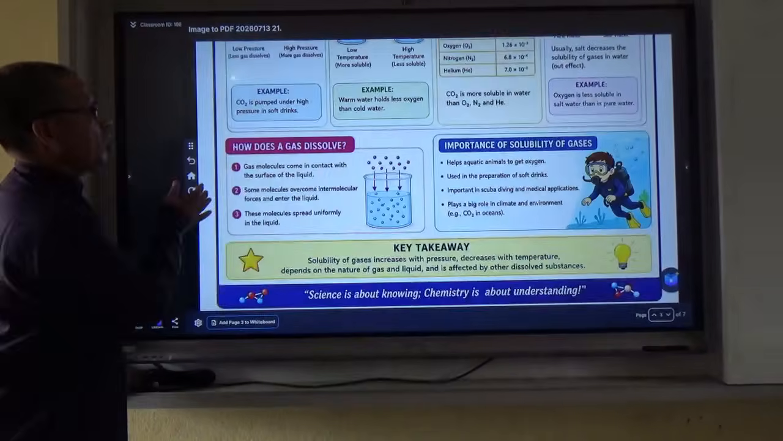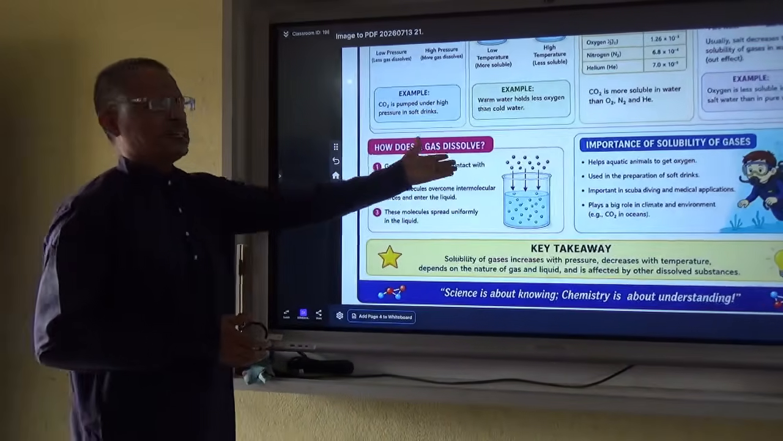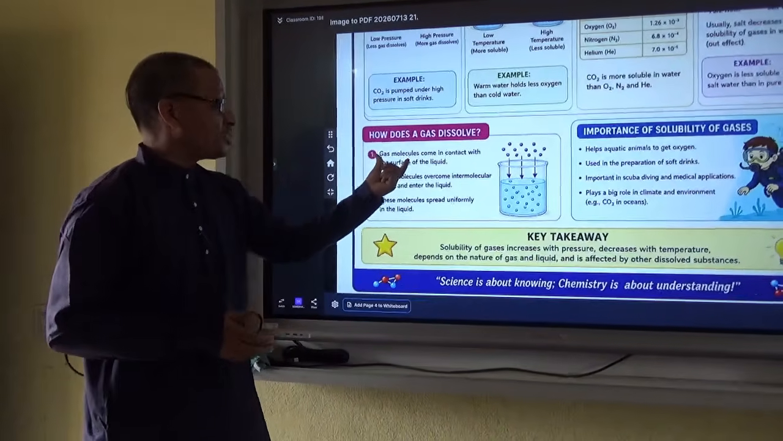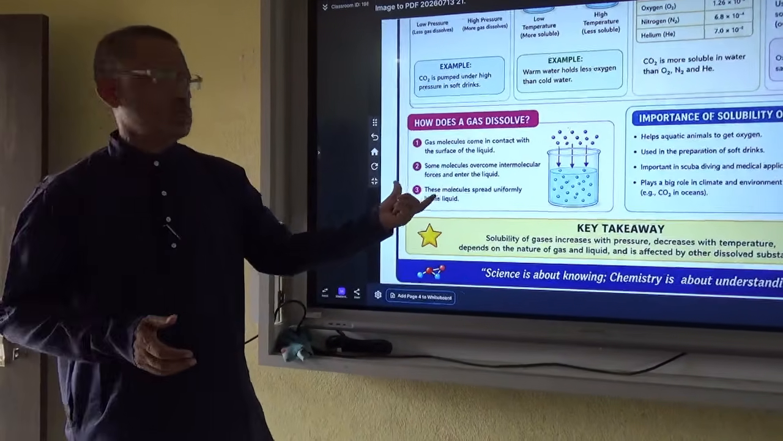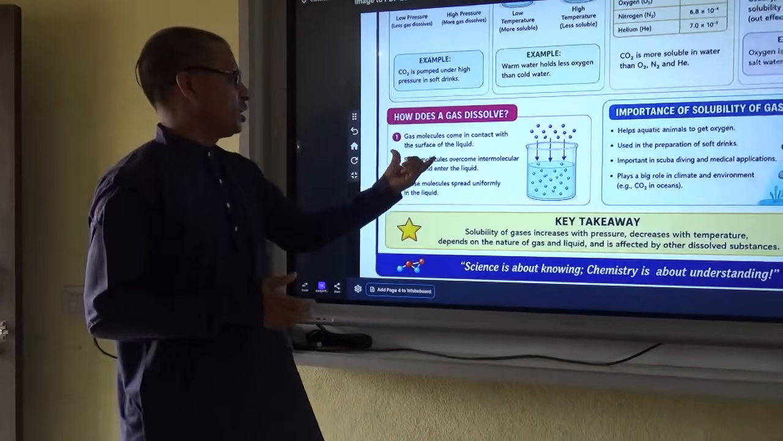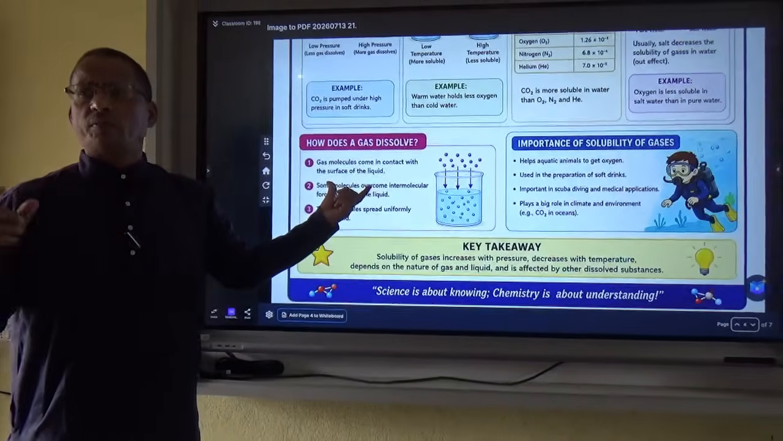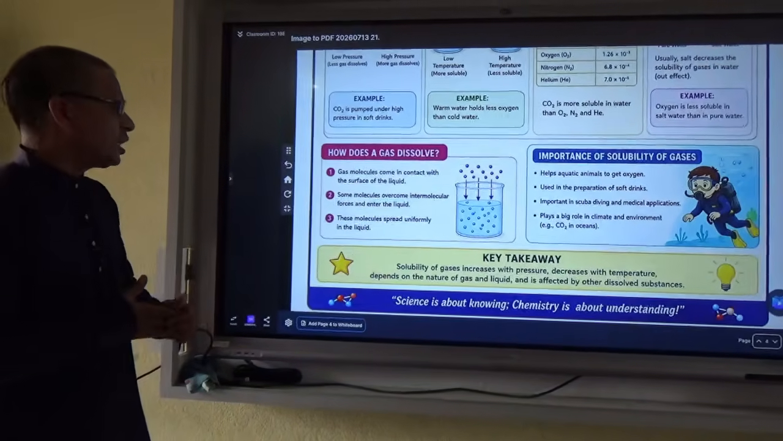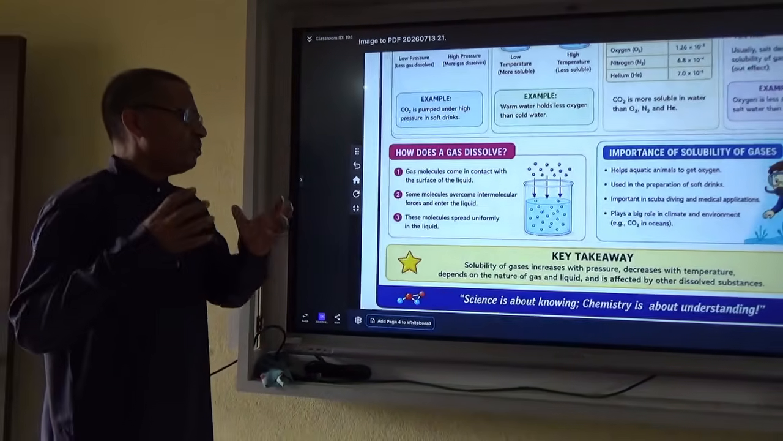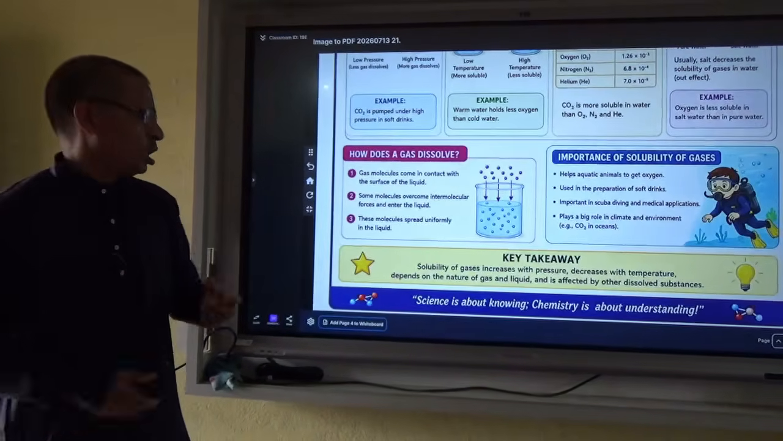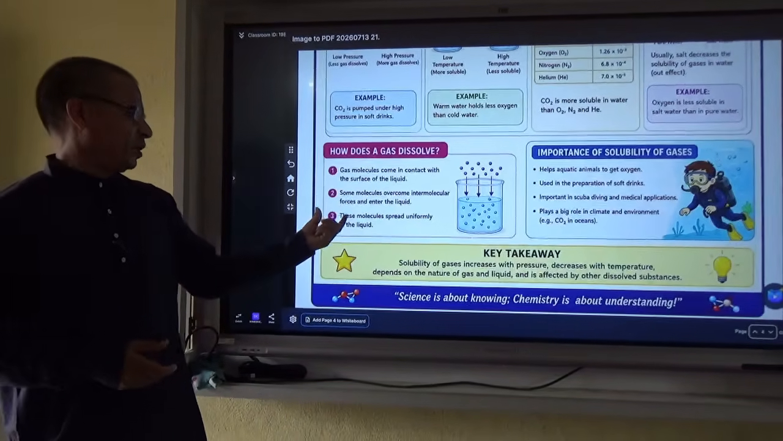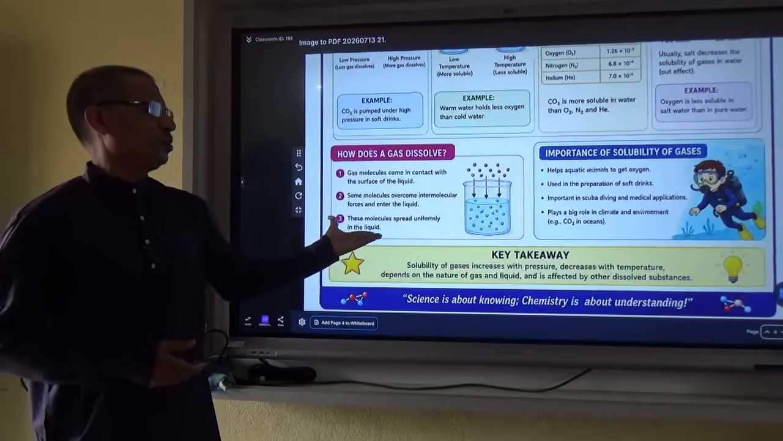And now this is the activity. How do gas molecules come in contact? Gas molecules come in contact with the surface of the liquid. Some molecules overcome the intermolecular forces of the liquid, so the molecules spread uniformly.